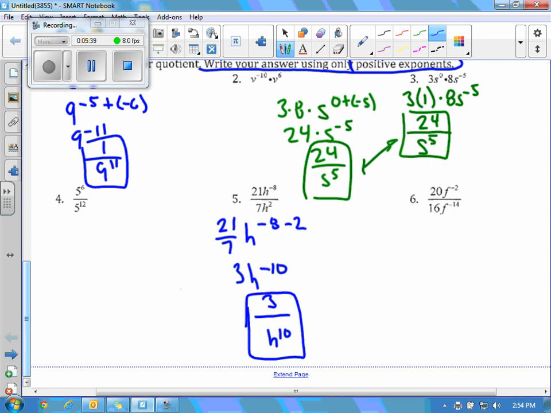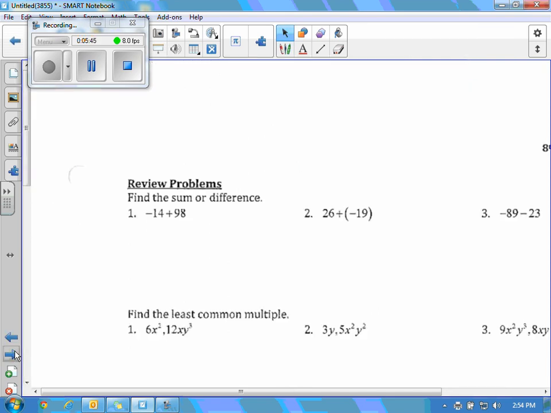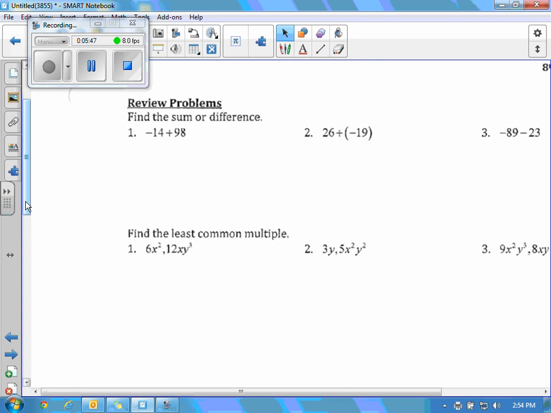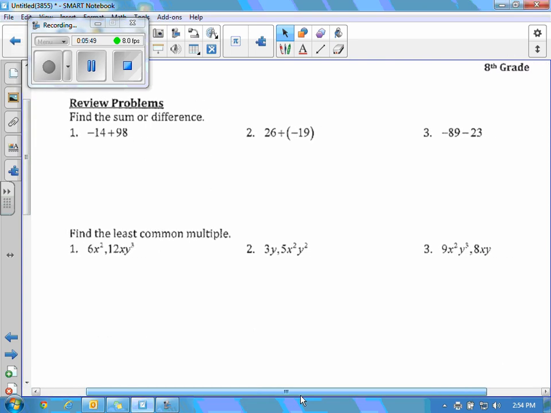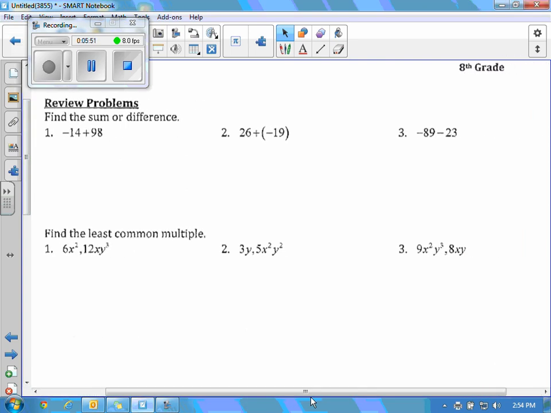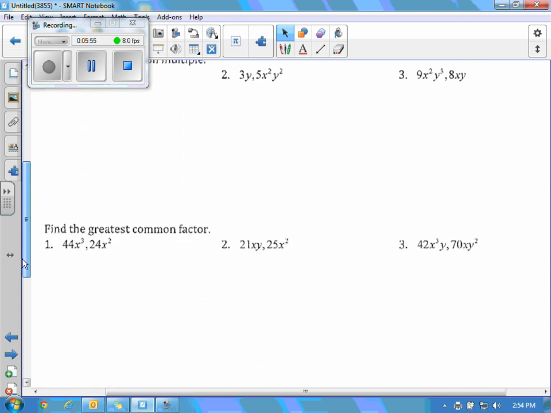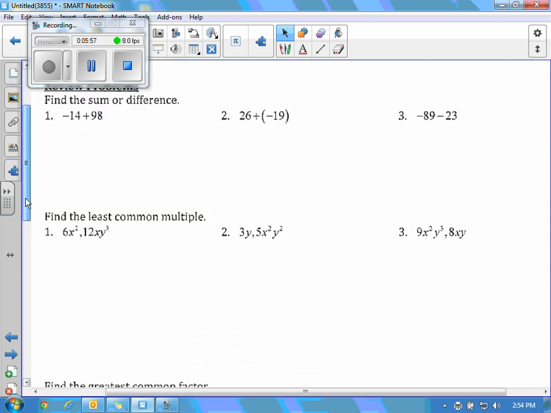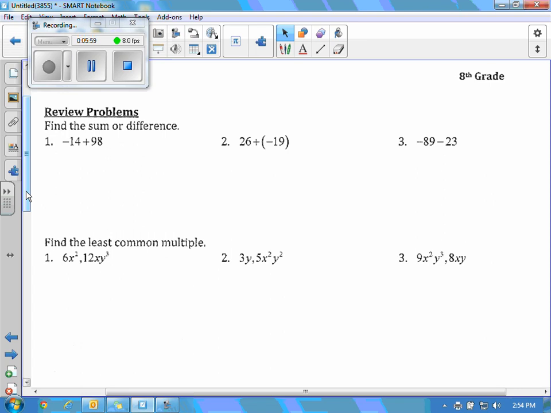So 2, 4, and 6 are up to you. Make sure you check the problems against the answer key. When you get to the back side, it is all review problems. So adding and subtracting integers from a long time ago, least common multiple and greatest common factor from Unit 4. You are responsible for all of these problems.